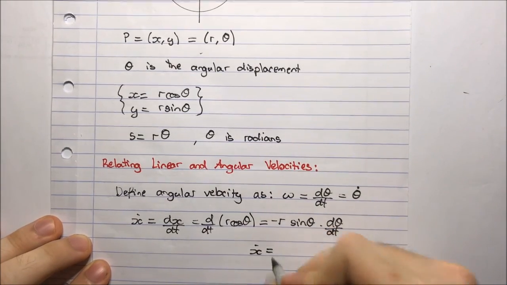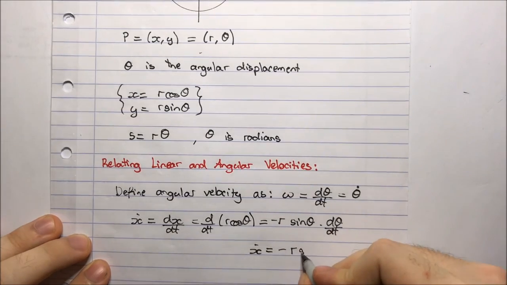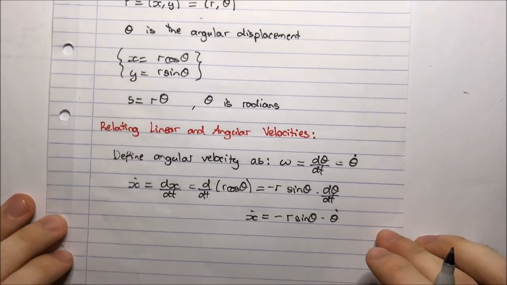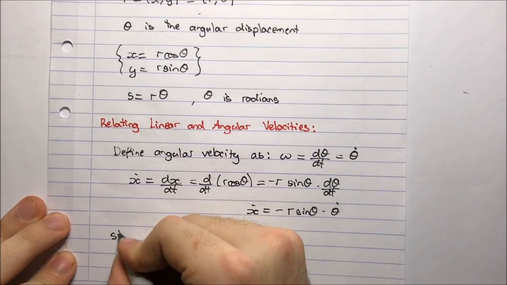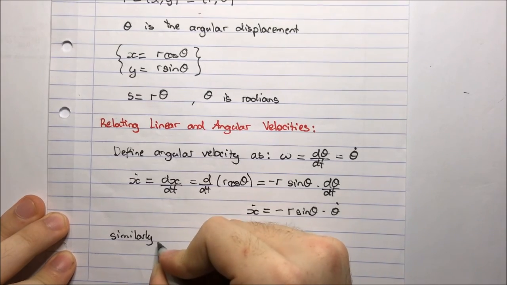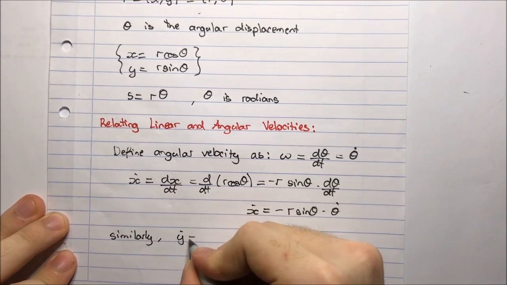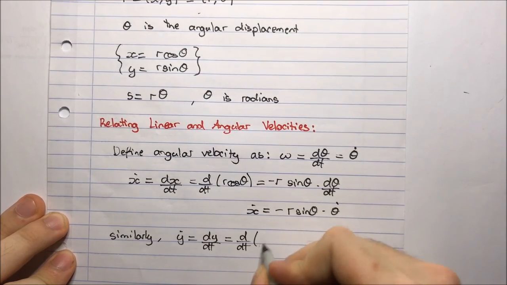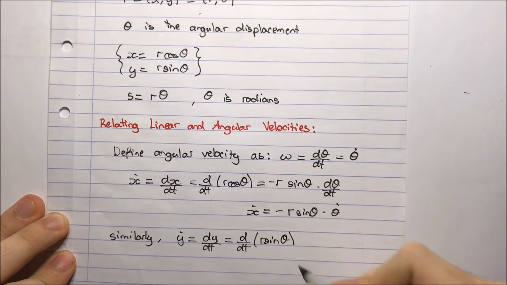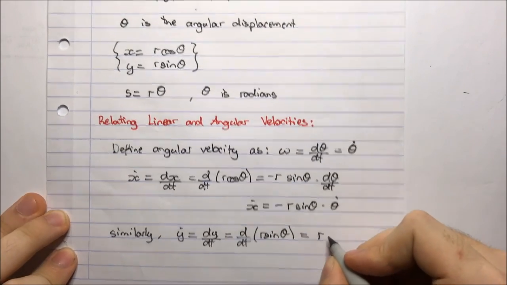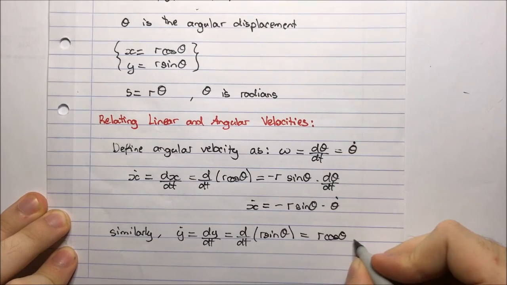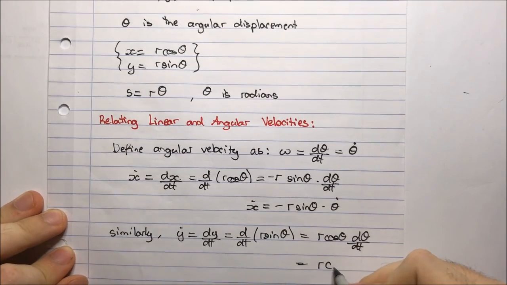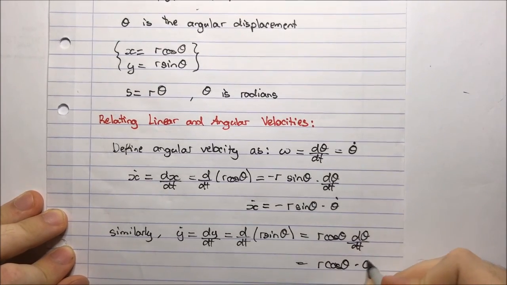And now let me just write this as minus r sine theta times theta dot. We're going to use that notation. And similarly, I can do the same for y dot, which is going to be dy on dt, which will be differentiating r sine theta with respect to t. And that's going to give me r cos theta d theta on dt. And again, I'll write it using that dot notation times theta dot.